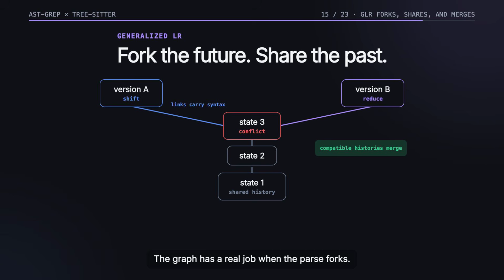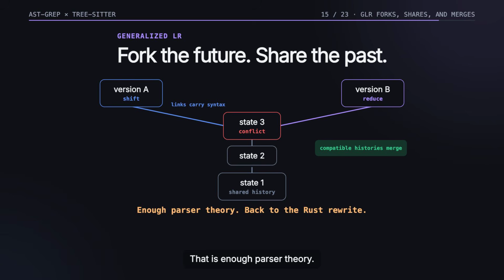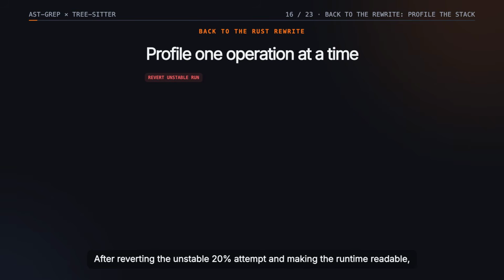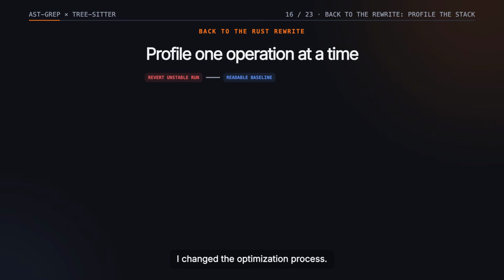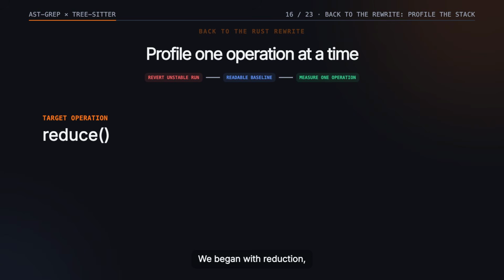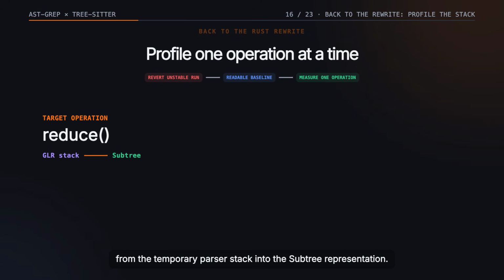The graph has a real job when the parse forks. That is enough parser theory. Now return to the Rust rewrite. After reverting the unstable 20% attempt and making the runtime readable, I changed the optimization process. Instead of asking ChatGPT to make the parser faster, I asked it to measure one expensive operation at a time. We began with reduction, the operation that moves recognized syntax from the temporary parser stack into the subtree representation.